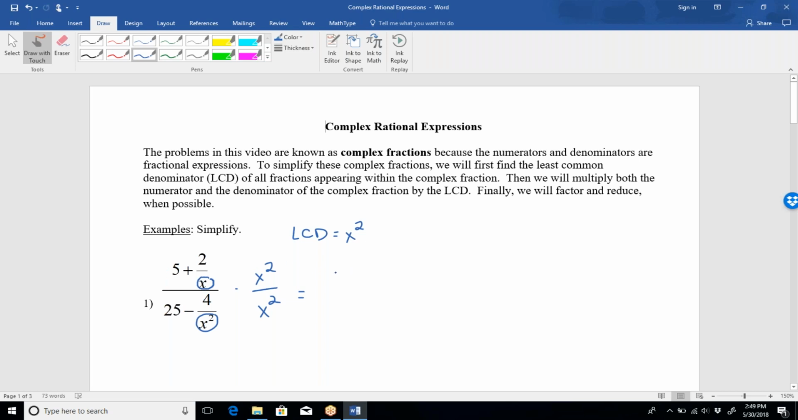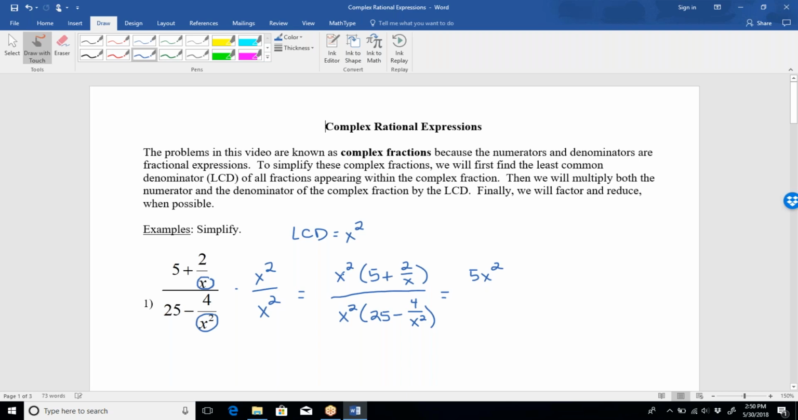So I'm going to show a bunch of work. Maybe you wouldn't need to show this many steps if you were doing this problem on your own. But I'm going to show that I'm multiplying the numerator by x squared, and I'm multiplying the denominator by x squared. Now, when I multiply the numerator by x squared, I do need to distribute this x squared. So both the 5 and the 2 over x get multiplied times x squared.